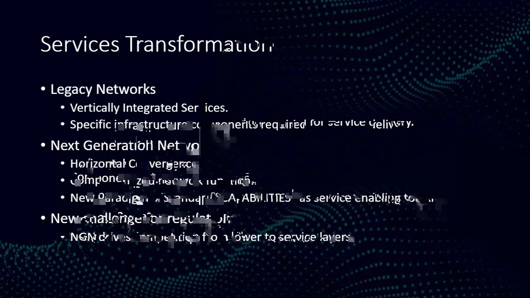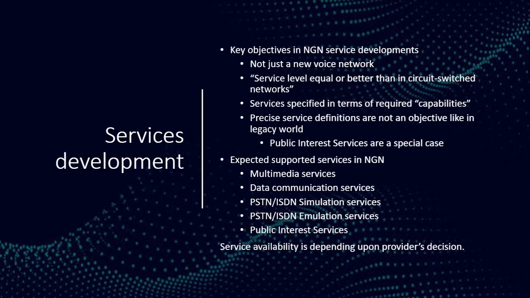So in NGN, the service development has a few key objectives. First of all, the NGN should not be just a voice network. So NGN is a network that can accommodate anything and not just voice. Second of all is that service level is equal or better than in circuit switch networks. The services are specified in terms of required capabilities; precise service definitions are not an objective like in the legacy world, unless it is a public interest service.